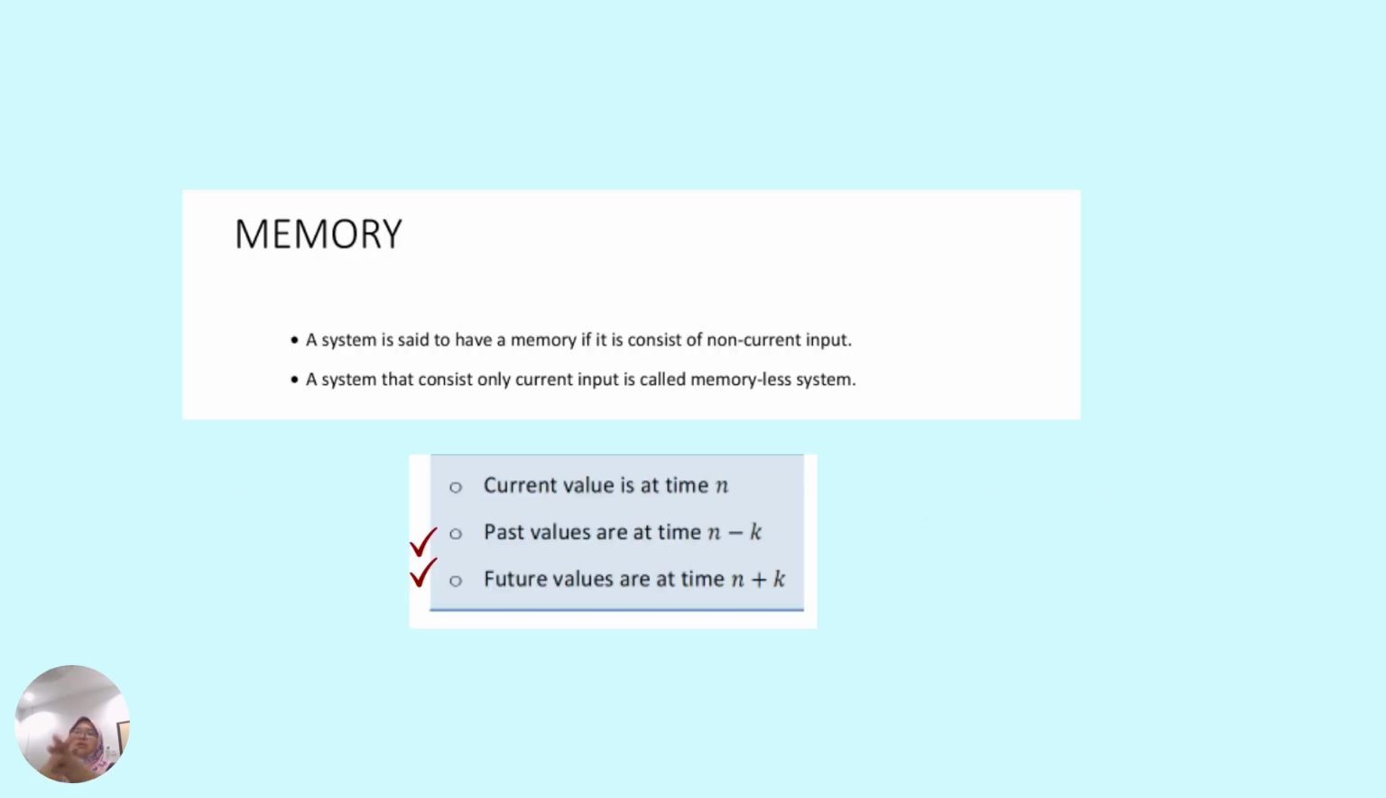So and then we looked at memory. So a system has memory if it consists of non-current input. So if it has a delay or if it has an advance, that means it is a system with memory. So okay, I think that's it.